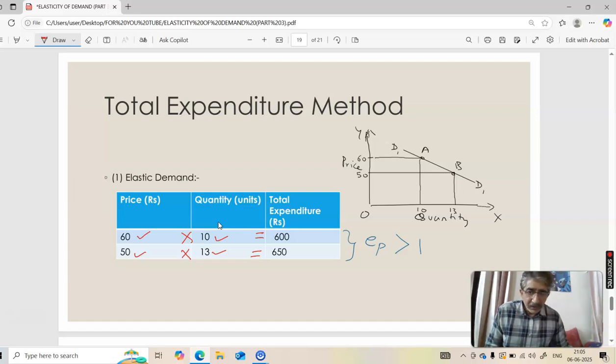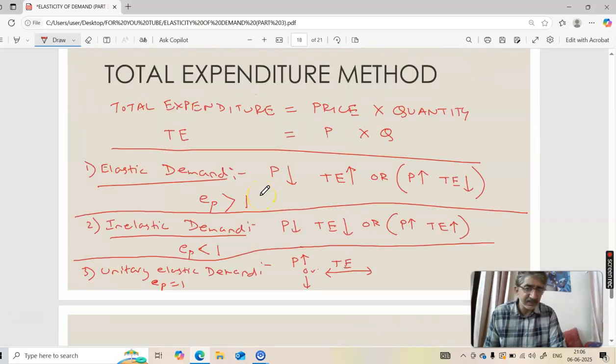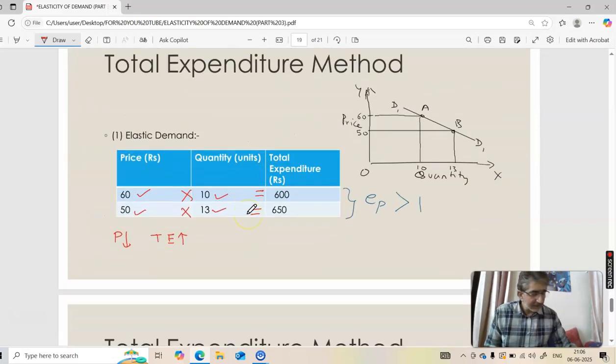So what's happening? As the price has fallen down from 60 to 50, just analyze what is happening to total expenditure. Total expenditure has increased. So which is this case? This is the first case. So we say that in this case EP will be greater than 1. It's the case of elastic demand, and in such a case, children, we will have a flat demand curve as shown over here, that you can make. At 60 quantity demand, it is 10. This is price and quantity.